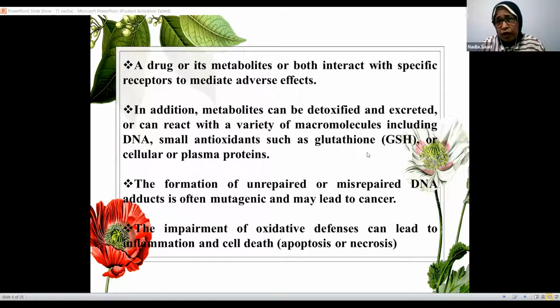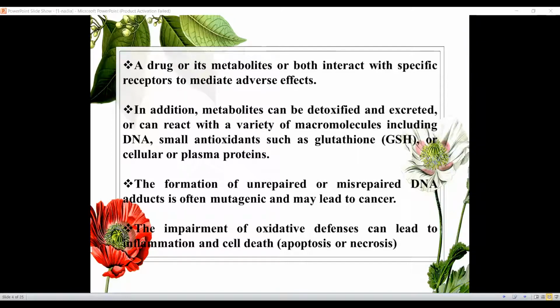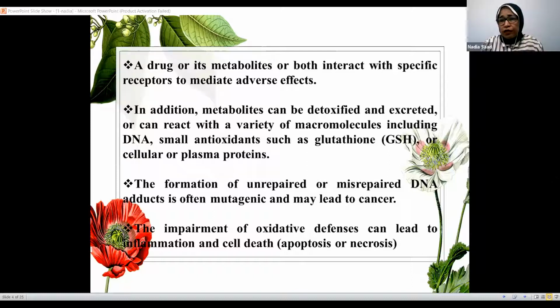A drug and its metabolites interact with receptors in the body to mediate adverse effects. These metabolites could be detoxified or excreted from the body, but sometimes interact with macromolecules like DNA or some antioxidants such as glutathione or cellular or plasma protein. That leads to the formation of unrepaired or misrepaired DNA, which is mutagenic and may lead to cancer. The impairment of oxidative stress can lead to inflammation and cell death.